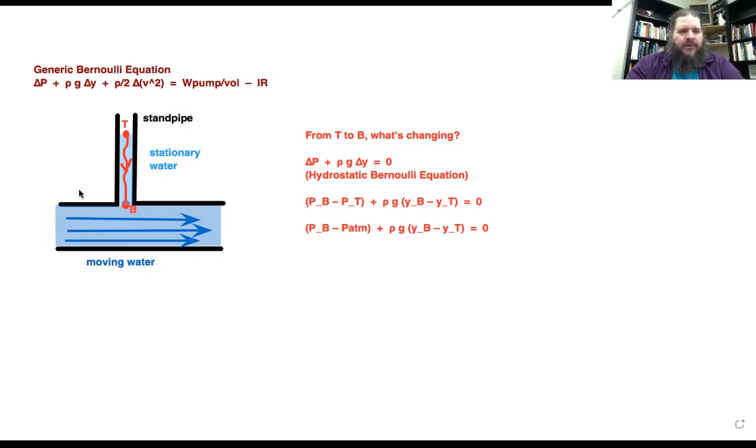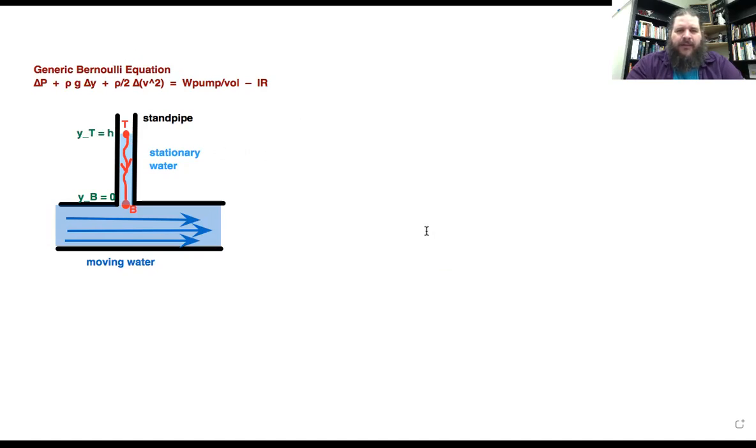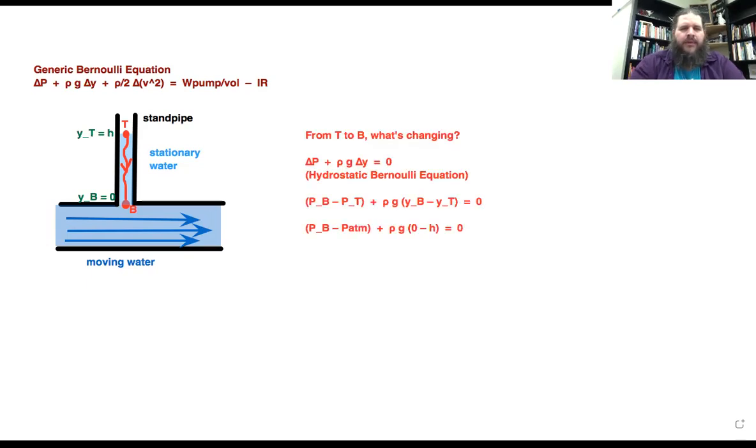B. Yeah, let's call the bottom height 0. So that'll mean y sub b is 0. And then the top is some distance above that, so some positive height. And we don't really have a number for that, but let's just say it's at height h above the bottom. So let's say h represents the height that water gets to in that standpipe. That means bottom minus top would be 0 minus h. Any questions on that equation so far?